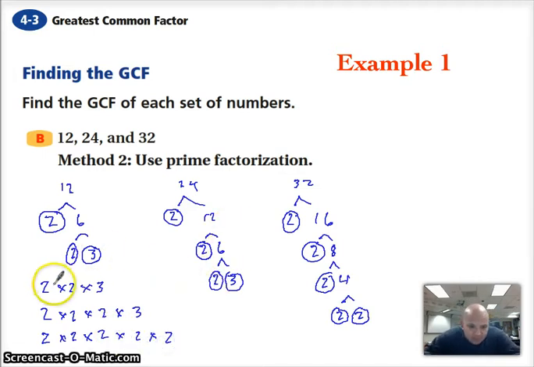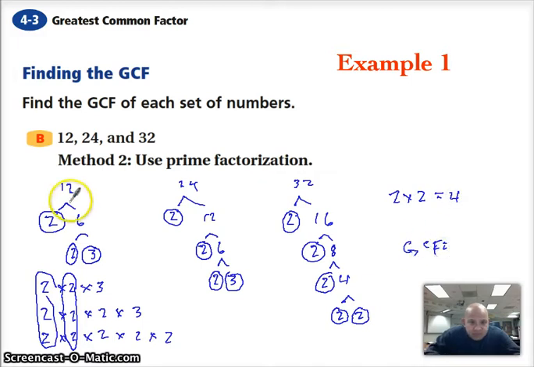As we look at this, what do they have in common? Well, they have these 2s in common, and there are no more 2s in common between all three. They only have 2s in common. So that which they have in common is 2 times 2, and 2 times 2 equals 4. So the greatest common factor of all of these numbers is 4. GCF equals 4. That's the prime factorization method.